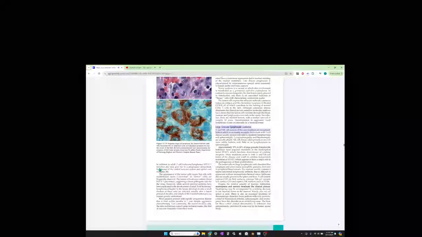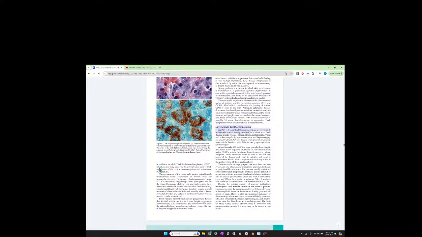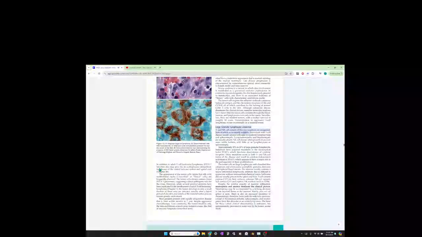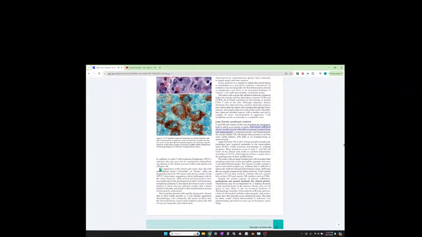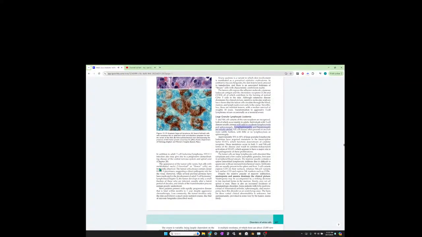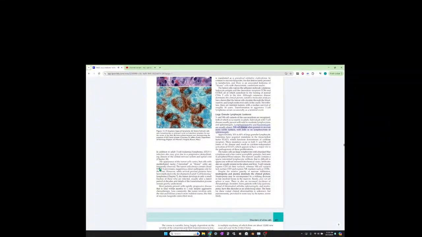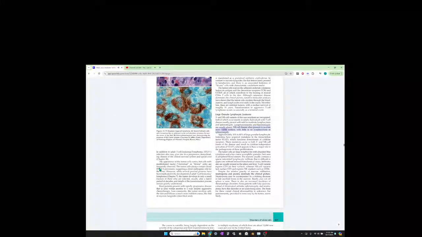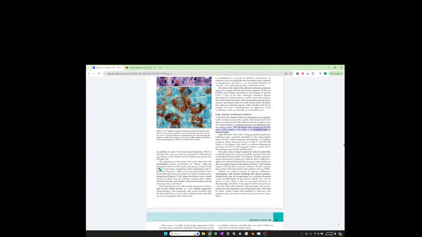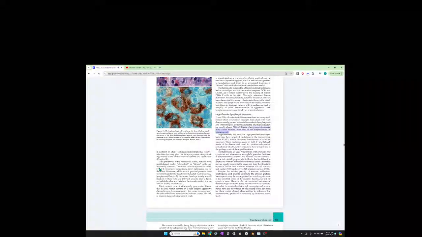Large granular lymphocytic leukemia. T and NK cell variants of this rare neoplasm are recognized, both of which occur mainly in adults. Individuals with T-cell disease usually present with mild to moderate lymphocytosis and splenomegaly. Lymphadenopathy and hepatomegaly are usually absent. NK cell disease often presents in an even more subtle fashion, with little or no lymphocytosis or splenomegaly.